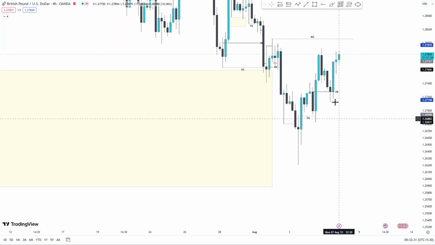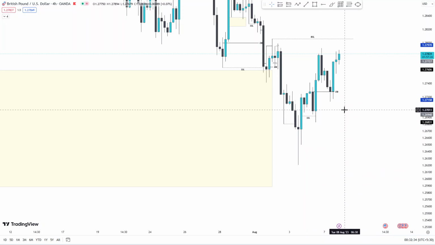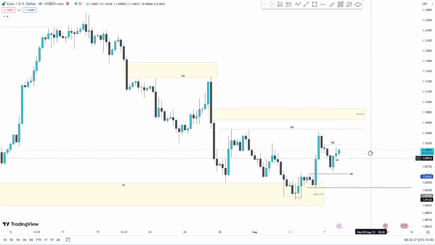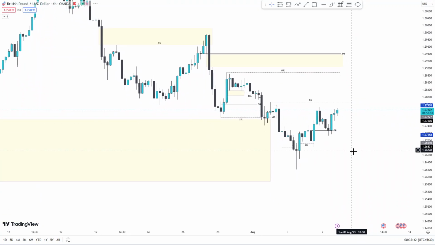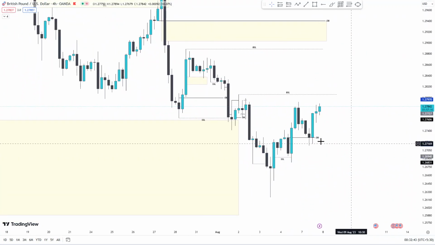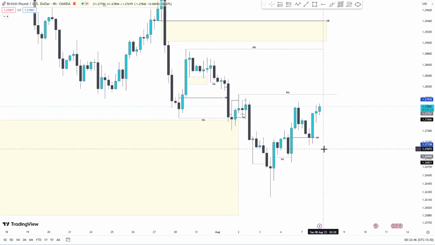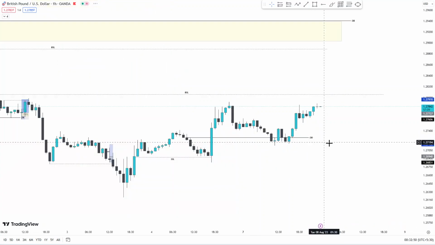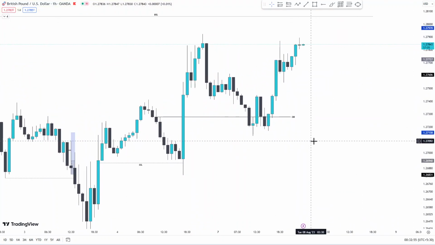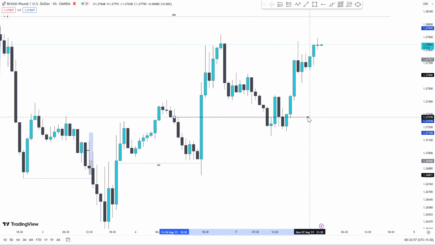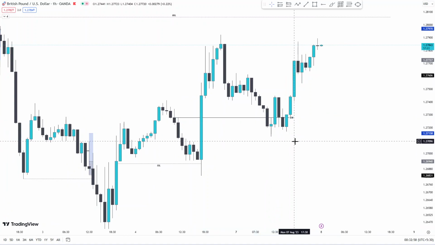Now GU doesn't have any downside liquidity to get mitigated. So let me see. Yeah, Euro has this unmitigated order block, but GU doesn't. GU doesn't have any downside liquidity or downside unmitigated order blocks in the higher time frame. But let's check in lower time frames. We do have in lower time frames. Yes, this is a 4-hour OB which got mitigated.